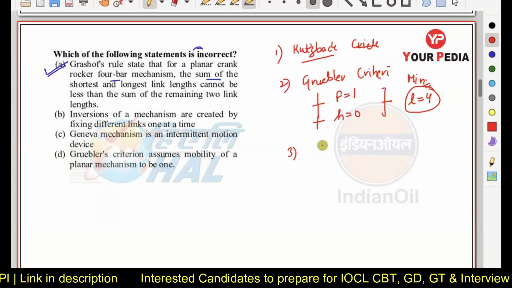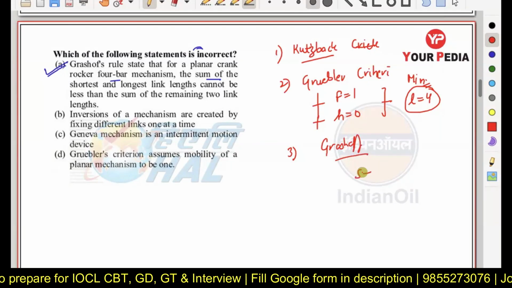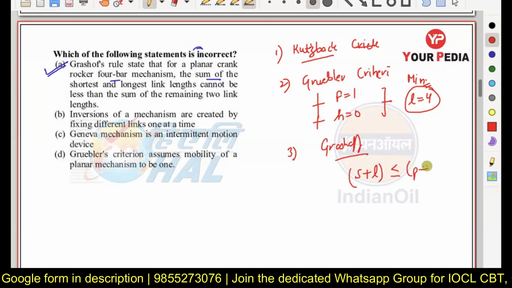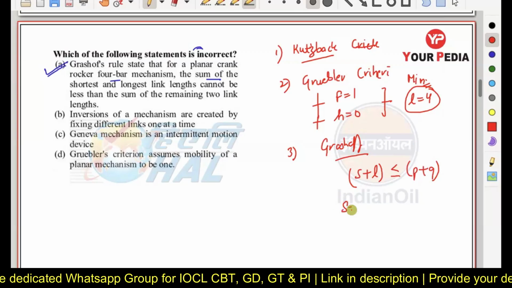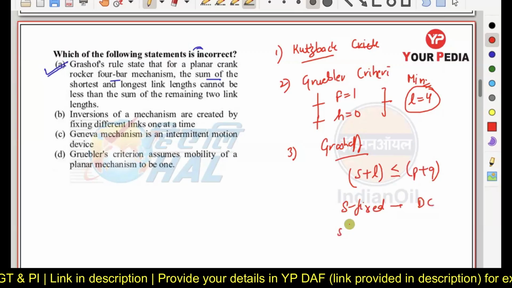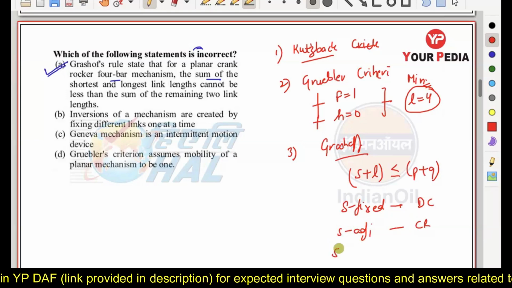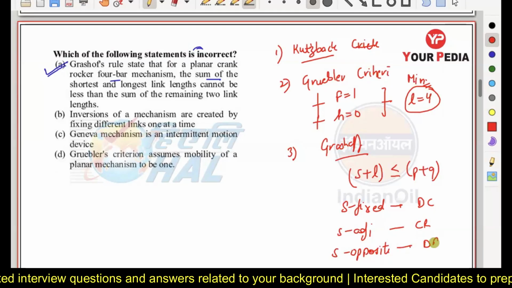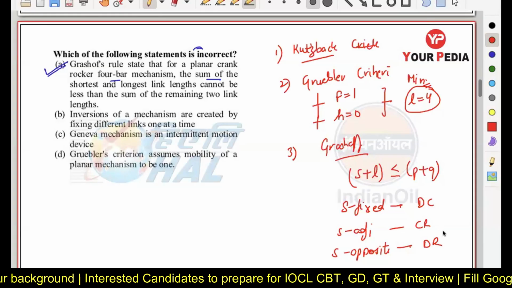Okay, and there we are having the Grashof condition. Grashof condition states that the sum of the longest and the smallest link must be less than or equal to P plus Q to obtain the different mechanisms here. So if S is fixed, we are going to see double crank. If S is adjacent to the fixed, we are going to see crank rocker. If S is opposite to the fixed, we are going to see double rocker here. Okay, so these are the different inversions here. Next part.